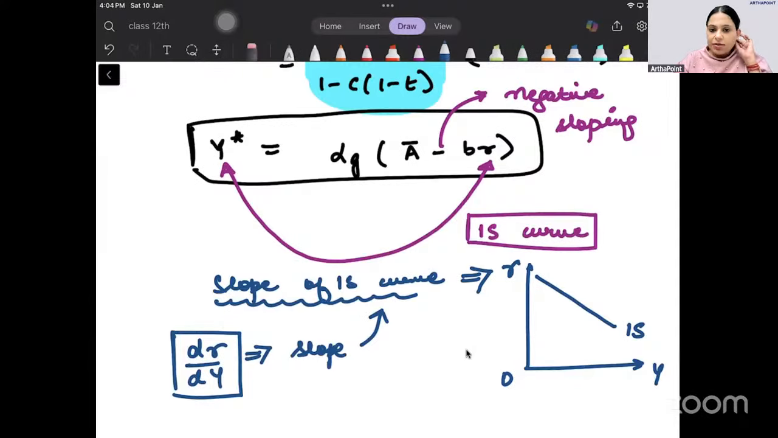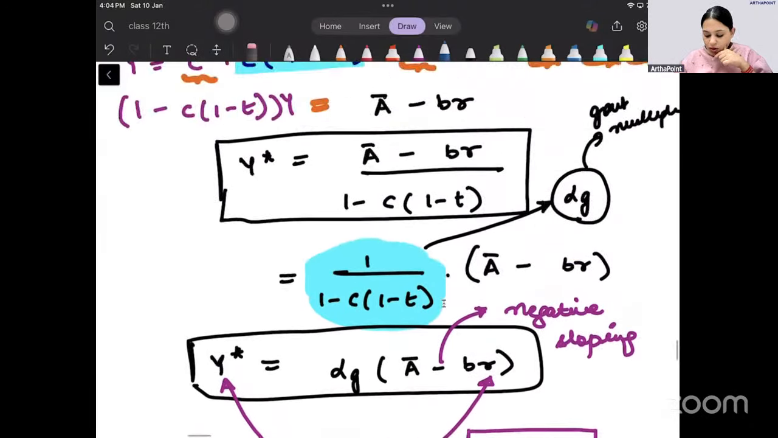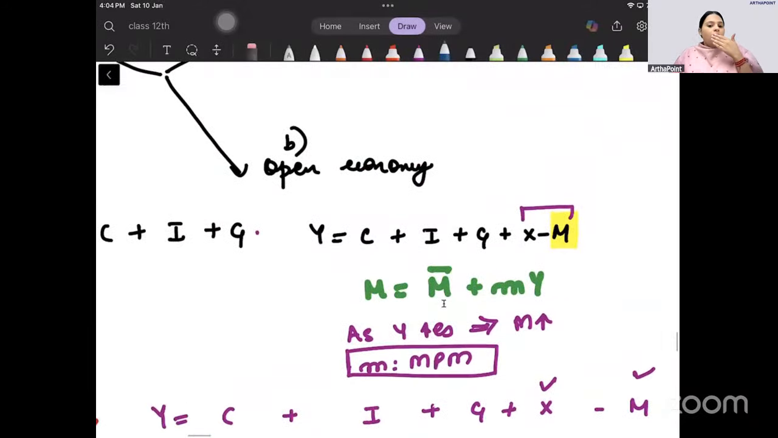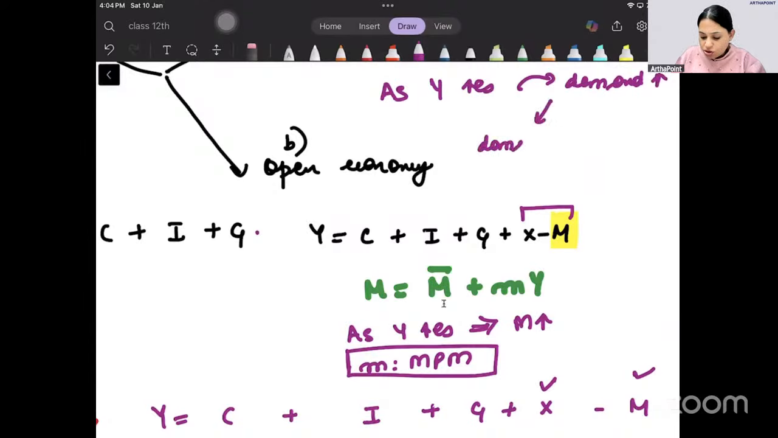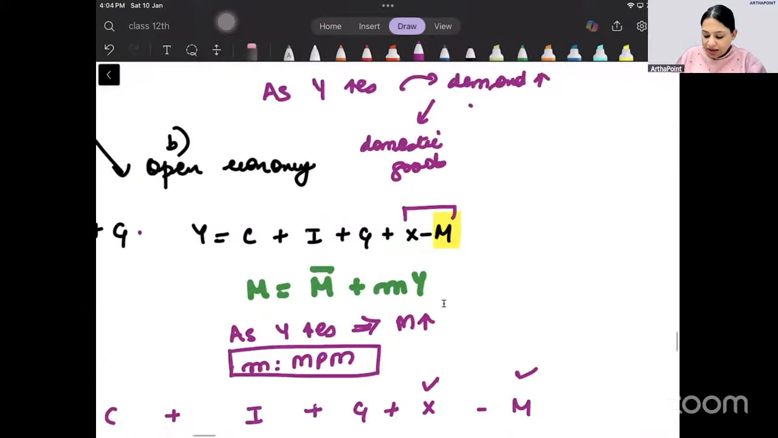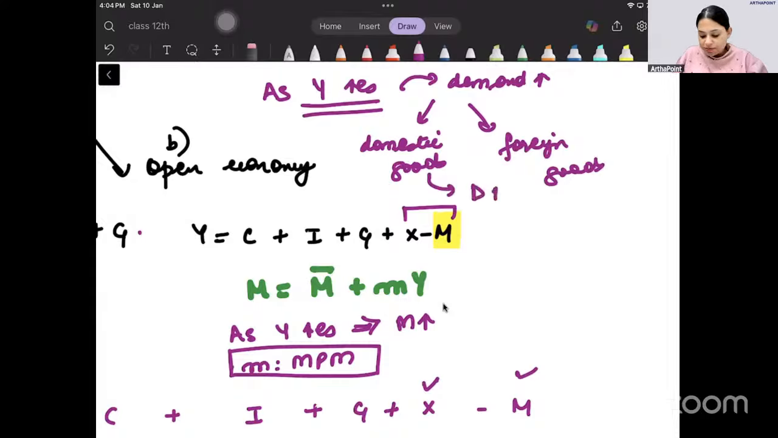In this equation, it's x minus m. So increase in m should decrease y. But from the import equation, y and m are positively related. So you're getting confused. We are saying that as my income increases, my demand will increase. Demand increase means that I can demand domestic goods also and I can demand foreign goods also. So when my income increases, demand for domestic goods also increases, and demand for foreign goods, meaning imports, also increases. That is why this is plus.